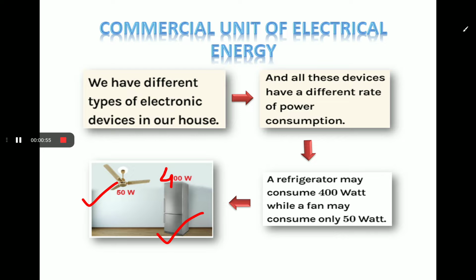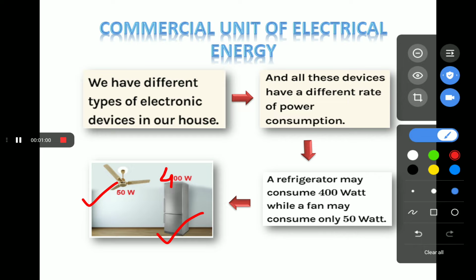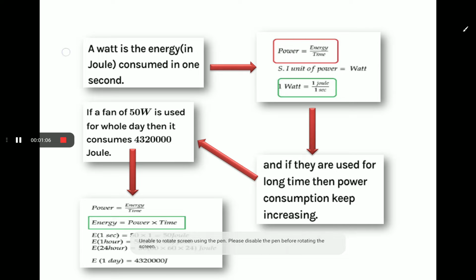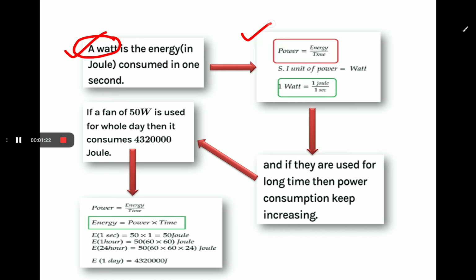Now we have to use these two devices for different intervals of time. Here we know that a watt is the energy consumed in 1 second. It means when we consume 1 joule of energy in 1 second, then the power is 1 watt. Here is the formula for power: power is equal to energy by time, and the SI unit of power is watt, which is equal to joule per second.